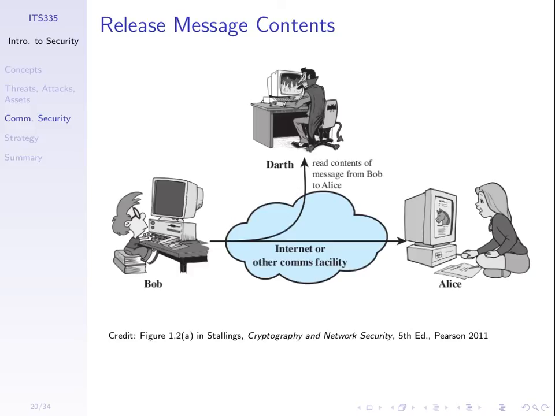That's going a bit too far, because our next topic talks a lot about encryption and how that works. So if that's not clear yet, we'll see encryption in the next topic. But the attack of releasing the message contents: someone intercepts the communications and they've got access if there's no encryption used.